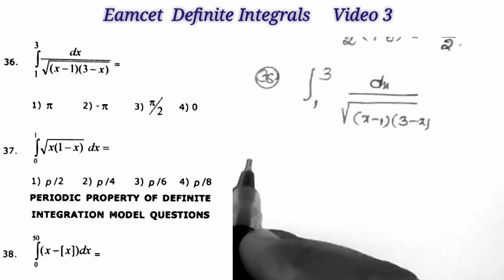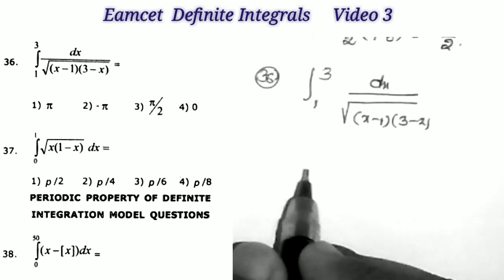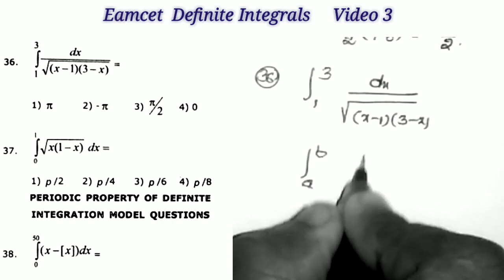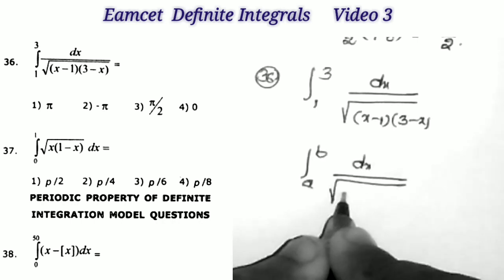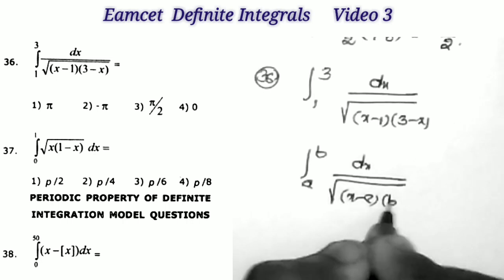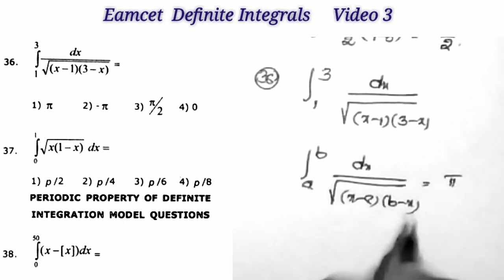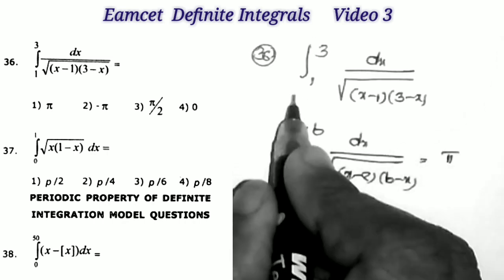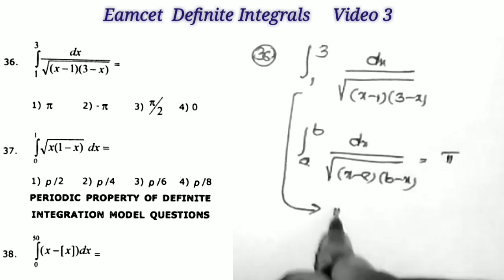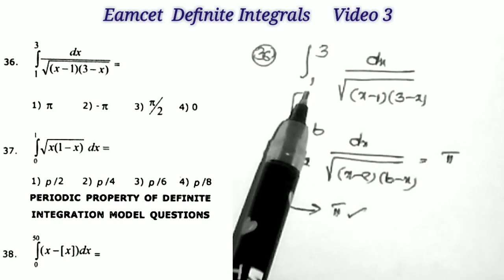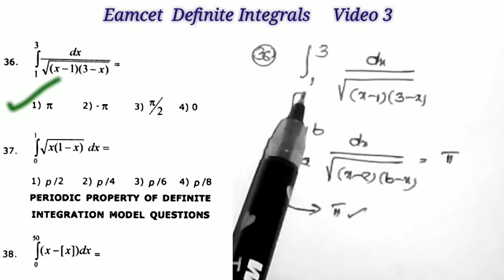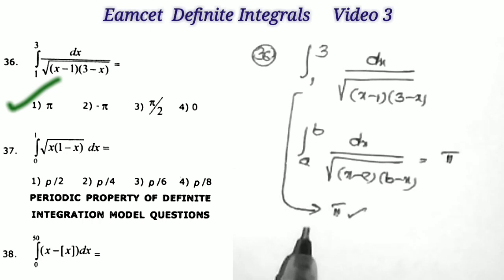Next question, sum number 36: integral from 1 to 3 of dx by square root of (x minus 1) into (3 minus x). Here also we have one formula. The formula is: integral a to b of dx by square root of (x minus a) into (b minus x) is equal to only pi. Whatever the values of a, b, the answer is equal to pi. Since this is in the form of integral a to b dx by square root of (x minus a)(b minus x), where a is equal to 1, b is equal to 3, the answer is equal to pi. That's all, and that is the first option.